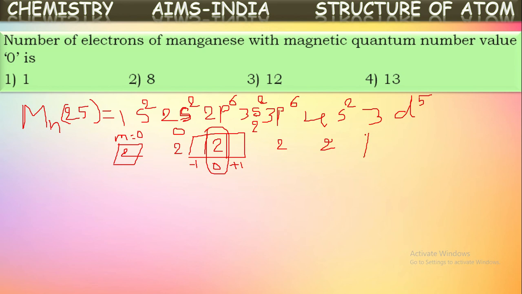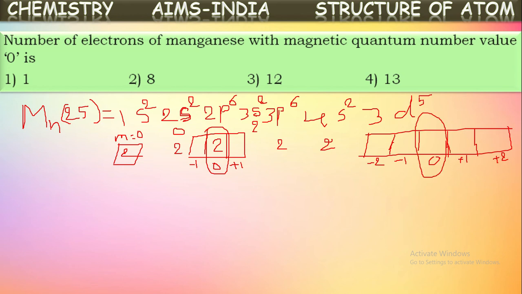And if you see the 3d subshell, 1, 2, 3, 4, 5, there are 5 orbitals. Out of these 5 orbitals, the values are -2, -1, 0, +1 and +2. So the m value is 0 for one orbital. In that there is one electron, because there are 5 electrons in the d subshell. As per Hund's rule, all the degenerate orbitals will be occupied with a single electron. All will contain one electron. In the m equal to 0 orbital also, there is one electron.